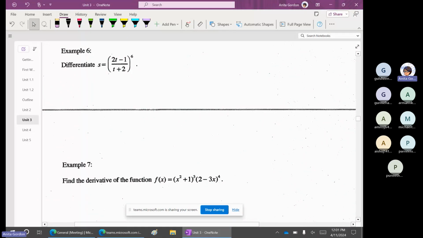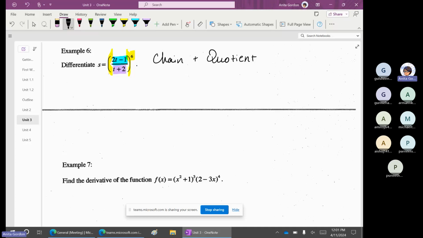Example 6, this is a chain rule combined with the quotient rule. So this is chain and quotient rule. So my outside function is the power 6. My numerator is a polynomial and my denominator is a polynomial. This is going to be a little bit more complicated, but will reduce to a nice cute function.